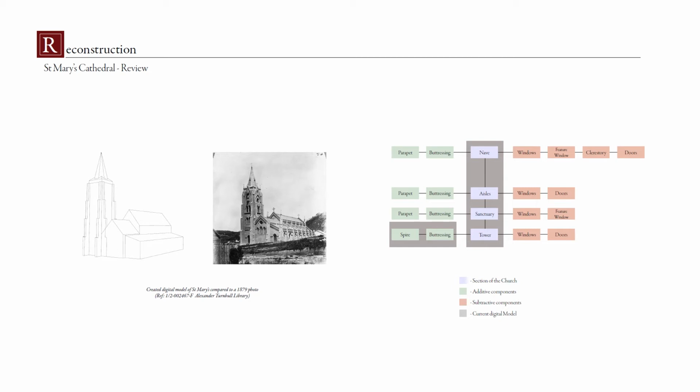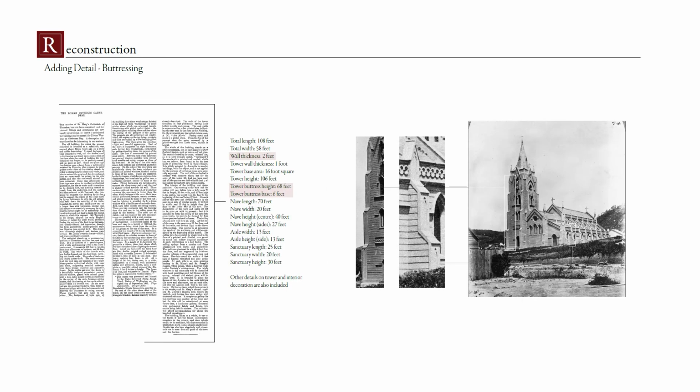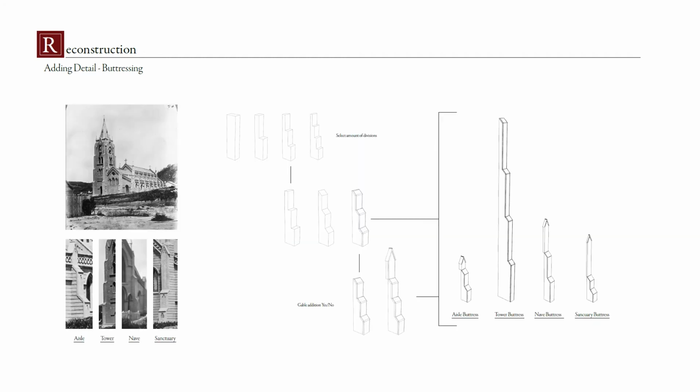And so what I also began to do was to further break down these main areas into additive and subtractive components. A key additive component, an example of that is the buttressing, and so this is what I reconstructed next. These were mentioned in the article giving basic dimensions, and I then wanted to reconstruct them using a procedural component, an adjustable component that could be changed in order to create the different designs of buttresses within St Mary's.